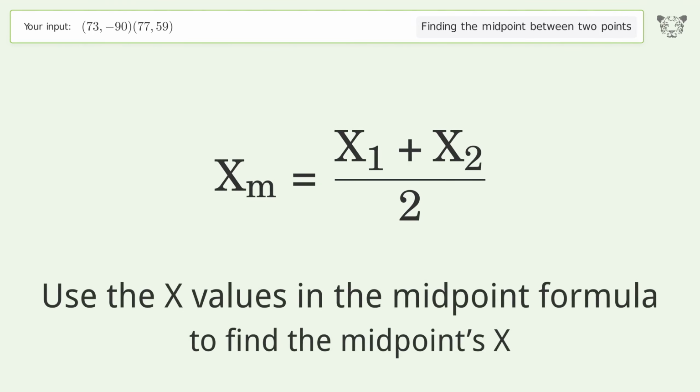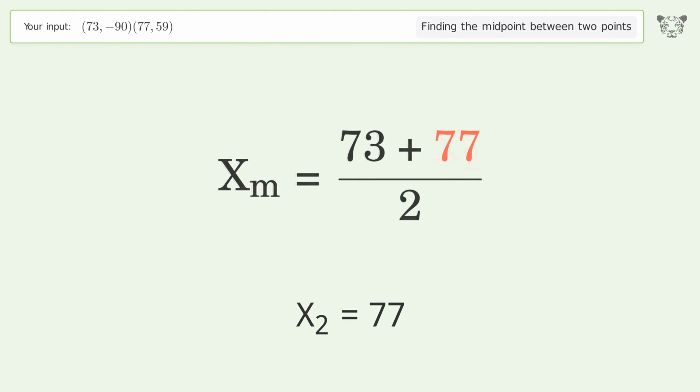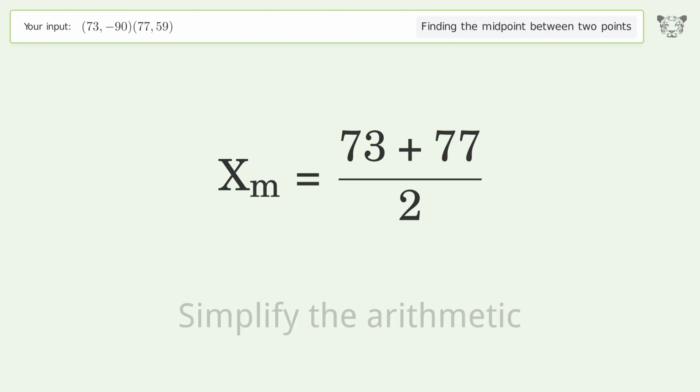Use the x values in the midpoint formula to find the midpoint's x. x1 equals 73. x2 equals 77. Simplify the arithmetic.